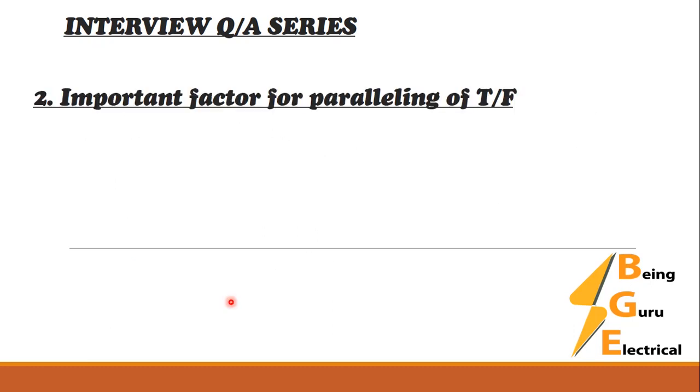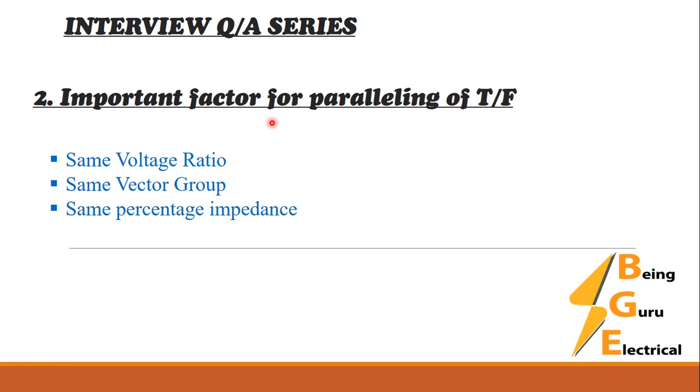Next question: what are the important factors for paralleling of transformers? This is important. If you go to any substation, there are transformers connected in parallel so they are equally sharing the load. If you want to connect transformers in parallel, each transformer should have the same voltage ratio. Their primary voltage and secondary voltage should match.